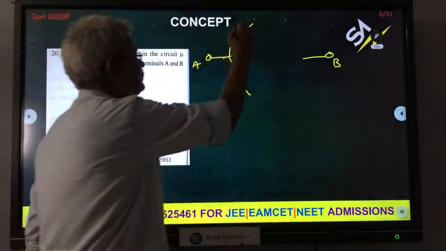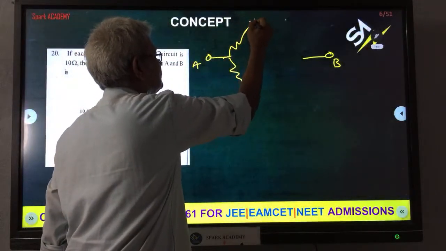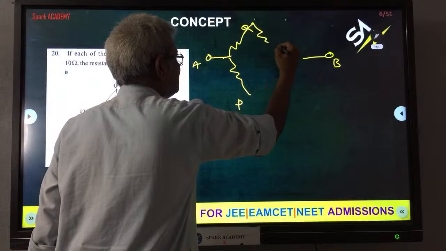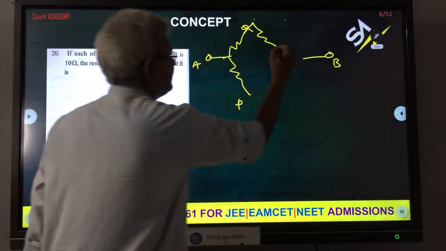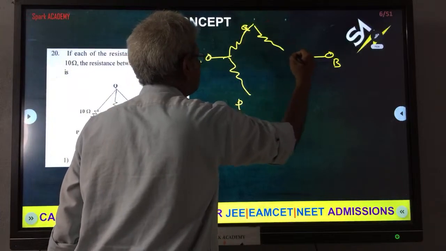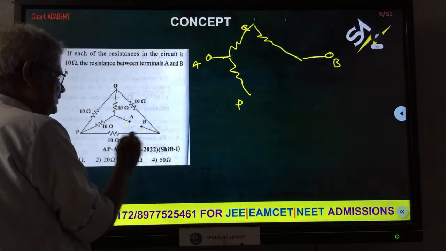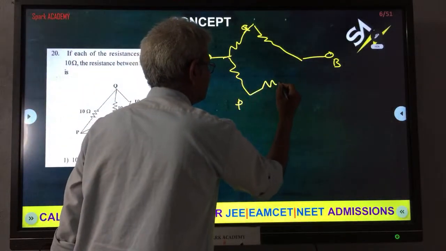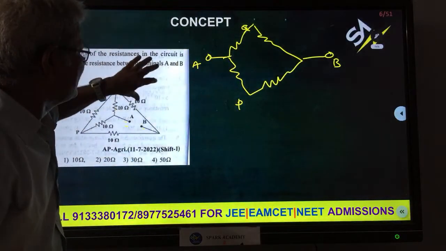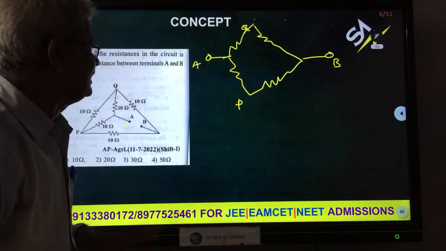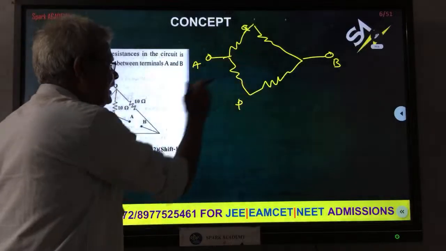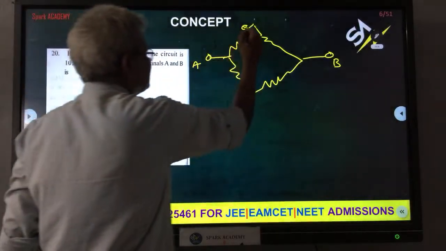One is going to Q and another one is going to P. The next one is from Q to B, and another one from P to B. So the question must be analyzed like this always. The given circuit where the two terminals A and B must be written like this. So here between P and Q one more resistance is there.